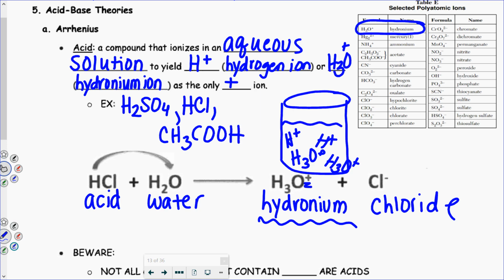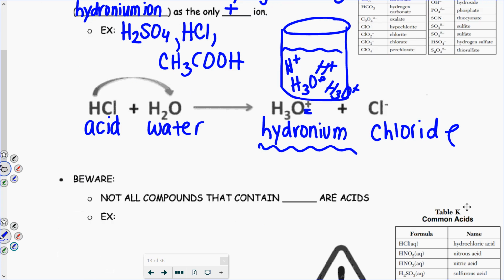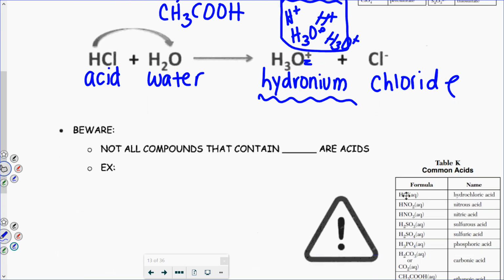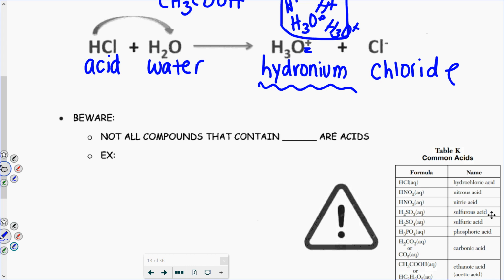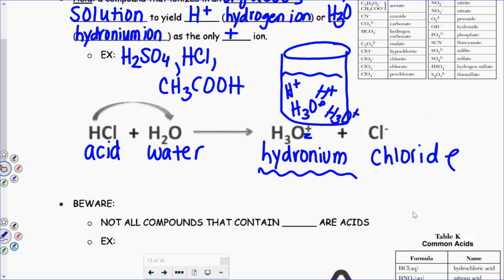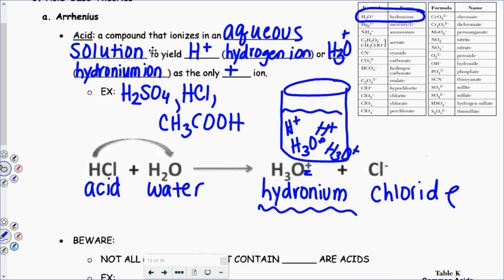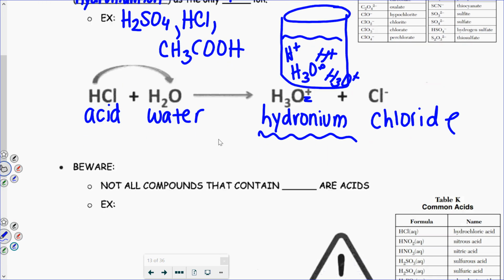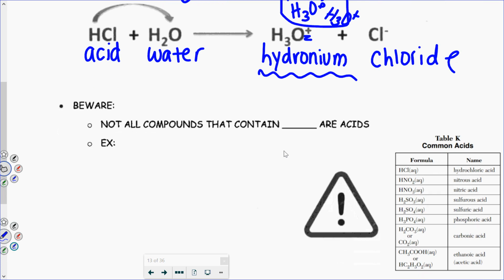If you're unsure about what substance is an acid, remember table K. These all produce either hydrogen or hydronium as the only positive ion in solution, even the organic acid. This is just a way to define an acid. That's it. But you got to be a little bit careful. Not all compounds that contain a hydrogen are acids. So, for example, water, H2O. That follows that general formula of an acid that starts with an H, but it's not an acid or a base. It's neutral. So be careful. Water is not an acid.